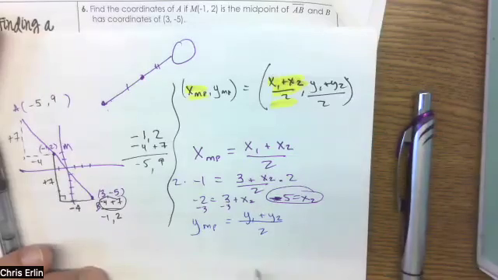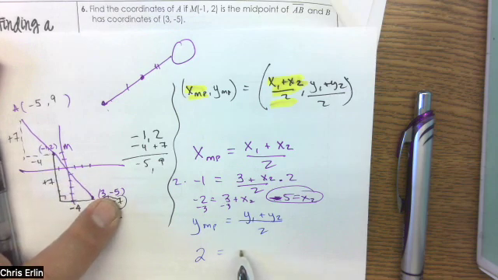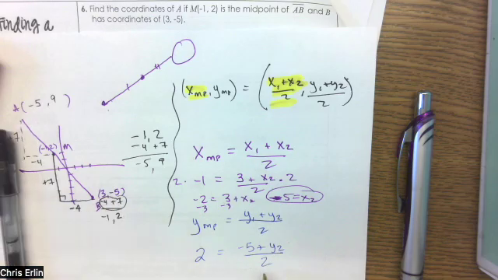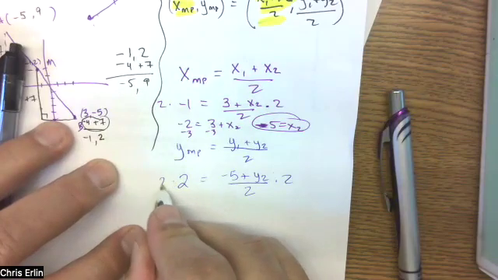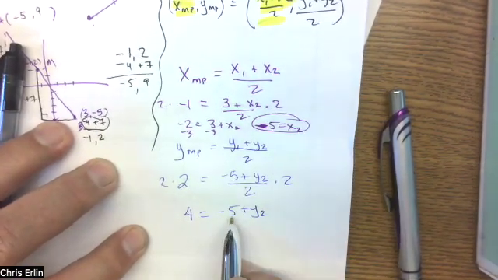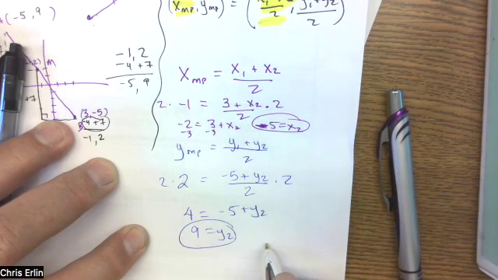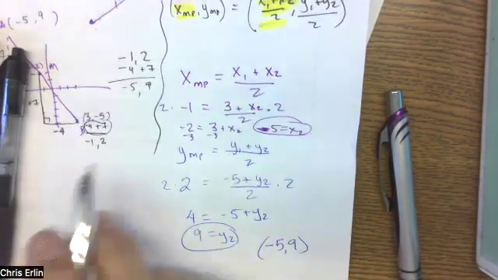Then we can do the same thing with the y. The y value of the midpoint is 2. The y value given to us is negative 5. We don't know the second y value. So I multiply both sides by 2. And I get 4 is equal to negative 5 plus y2. Add 5, and I get 9 is equal to y2. Therefore, I can say that my coordinate is negative 5, comma 9. Same answer.